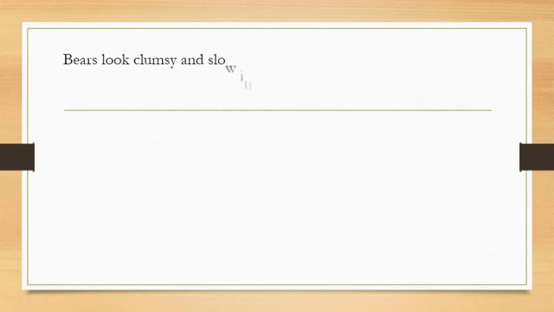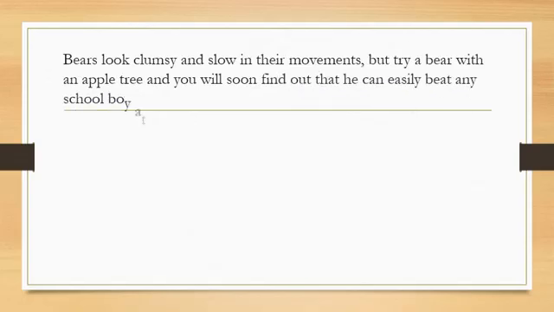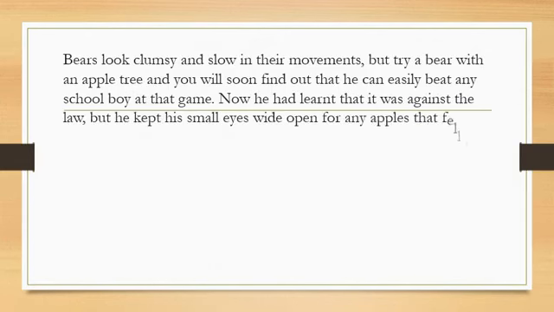Bears look clumsy and slow in their movement. They're very slow and clumsy. They walk very slowly. But try a bear with an apple tree and you will soon find out that he can easily beat any schoolboy at that game. Now he had learned that it was against the law, but he kept his small eye wide open for any apple that fell to the ground.